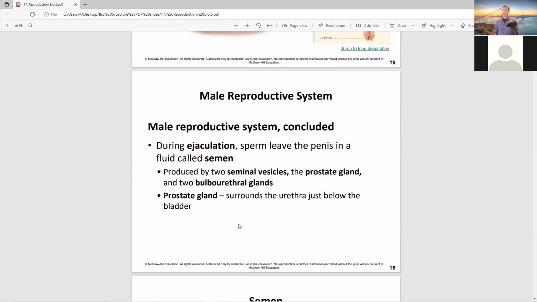So during ejaculation, sperm leave the penis in a fluid called semen, produced by two seminal vesicles, the prostate gland and the two bulbourethral glands. The prostate gland surrounds the urethra just below the bladder.